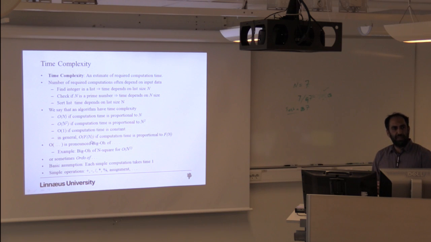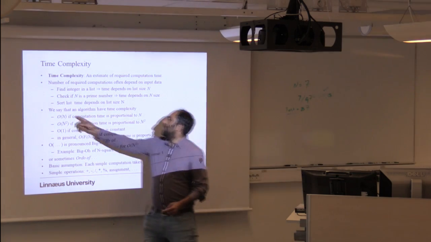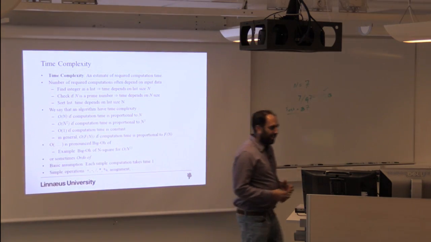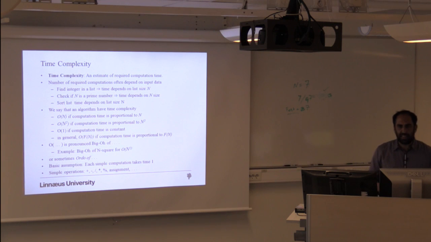So whenever you have an algorithm or implementation, you try to analyze its behavior and find out how much time it will take. If the time depends on the input size directly, then we have time complexity O(n). If the time increases as we double the size, then it's n square. And if it's constant, then it's simply O of 1.